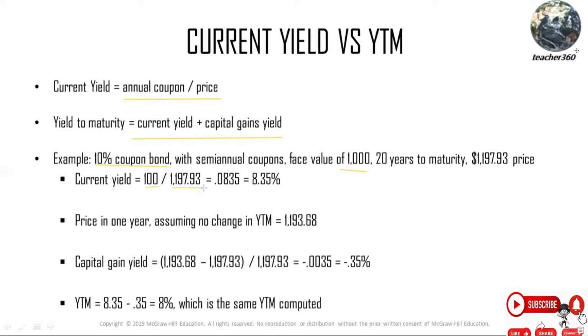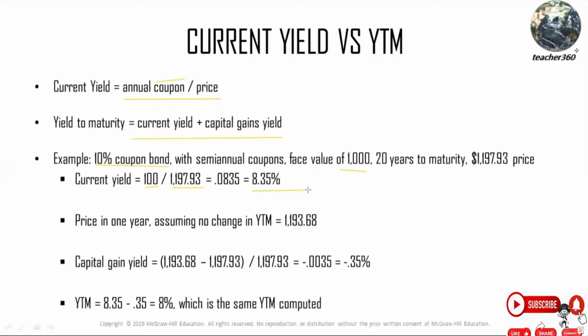You may ask why the coupon is 100. You can see that it is mentioned as annual coupon, not just coupon. If it were mentioned only as coupon, then as per semi-annual payments, it would be 50. Since it is annual coupon, the full coupon payment is used here. So here your current yield is 8.35%.